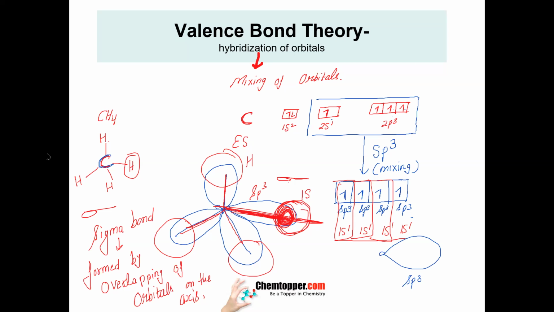Here, I'm mixing these four. I'm getting four. The name is sp3. Four will be around the tetrahedral. So that's why I made a tetrahedral here. This tetrahedral.